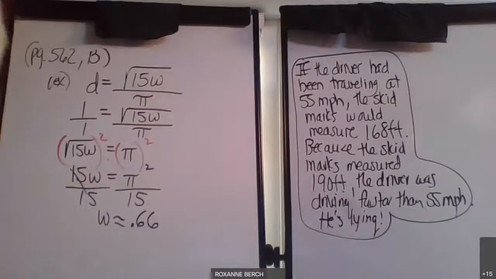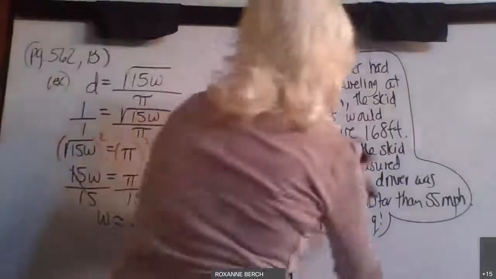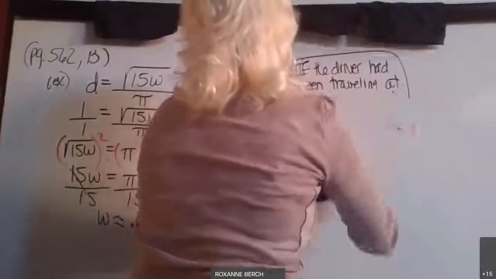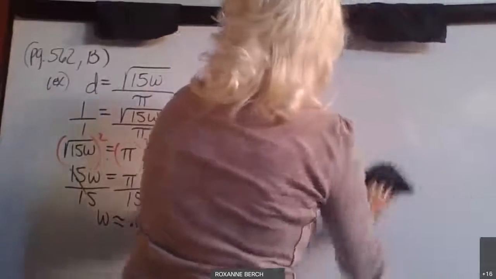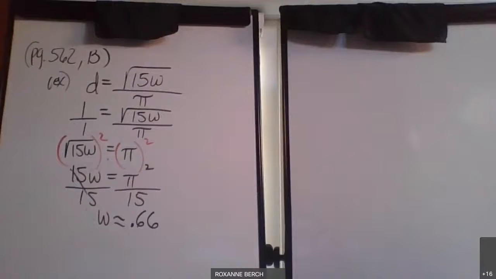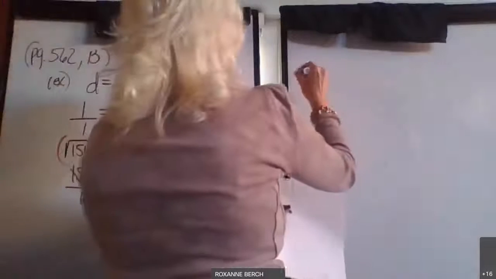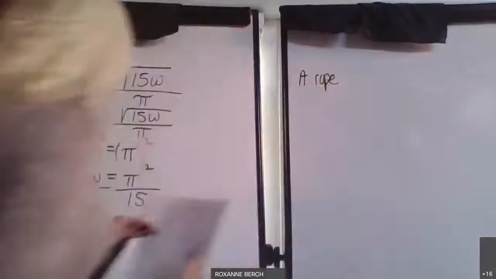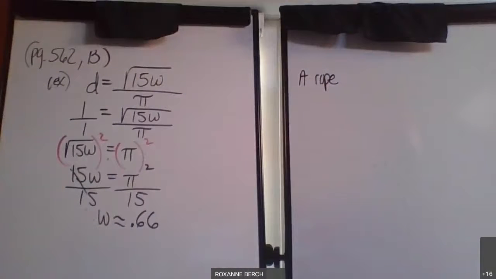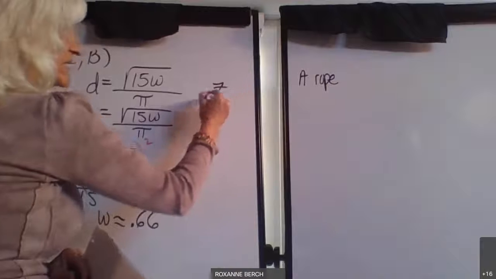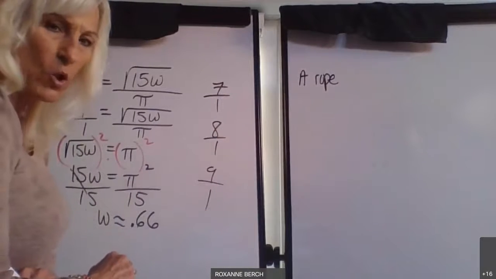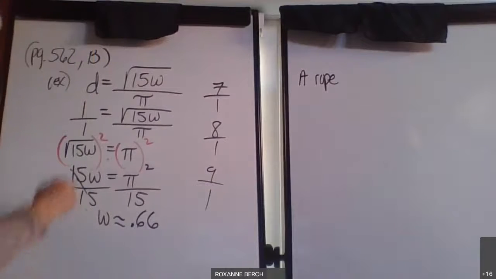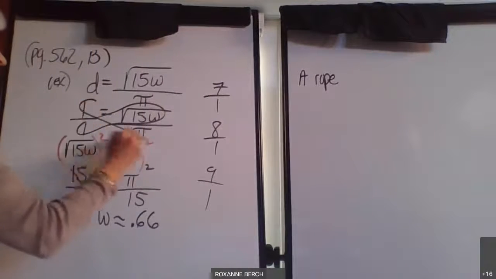So what does that tell you? Wait, Ms. Birch, can you explain how the D turned into 1 over 1? Any number can go over 1. 7 could be 7/1, 8 could be 8/1, 9 could be 9/1. So that's what a whole number is. It's a number over 1, and I put it over 1 so I could cross multiply because I formed a proportion.